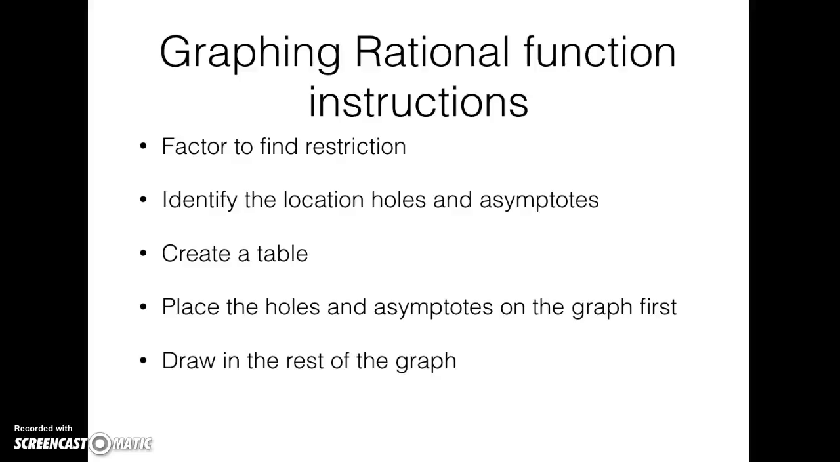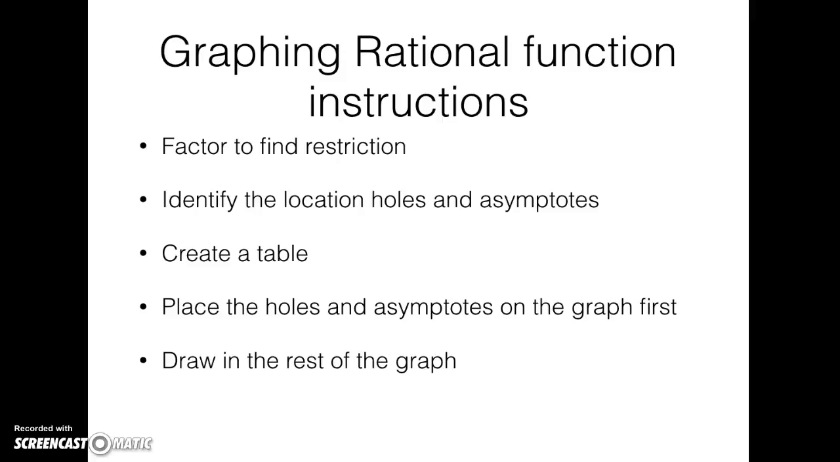Here are the instructions for graphing rational functions. The first thing you need to do is to factor your function to find the restrictions. Then identify if the restriction is a hole or an asymptote. Create a table for your rational functions. Place the holes and asymptotes on the graph first, and then draw in the rest of the graph.